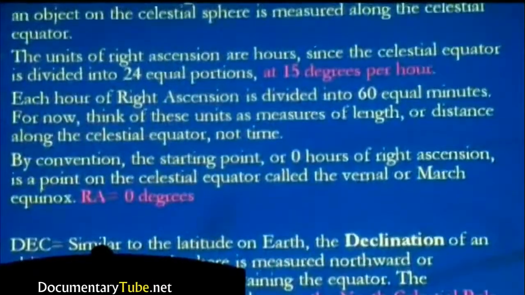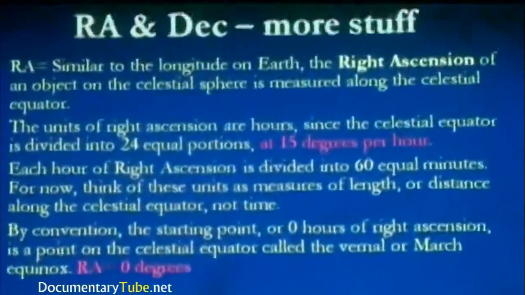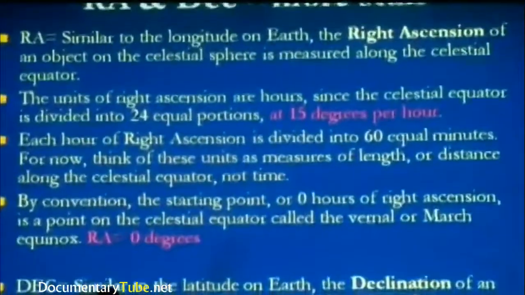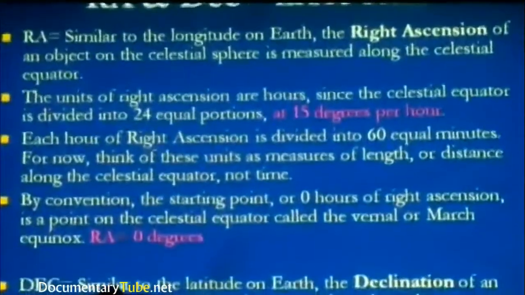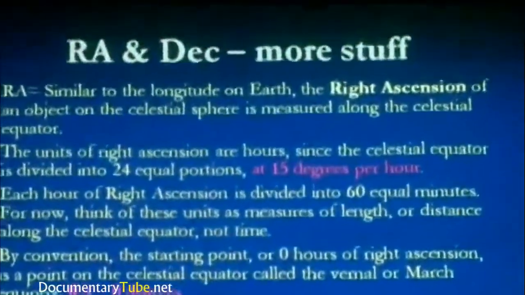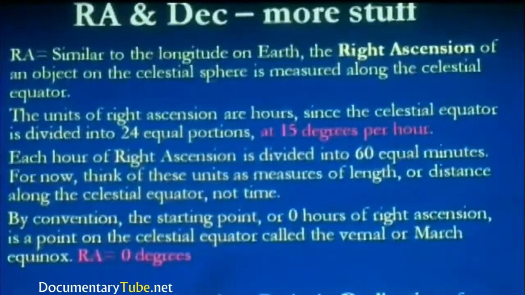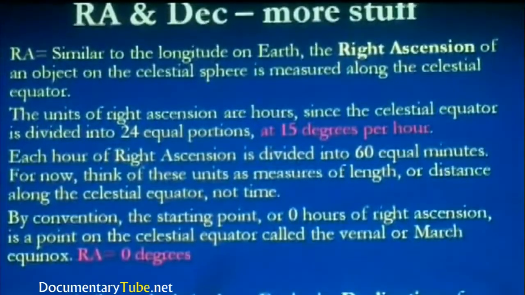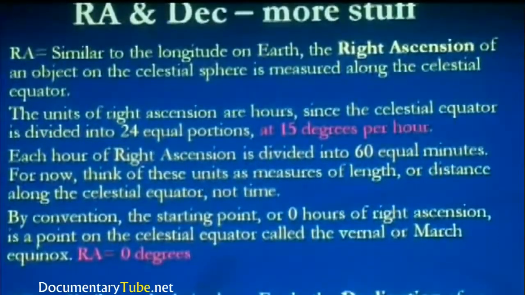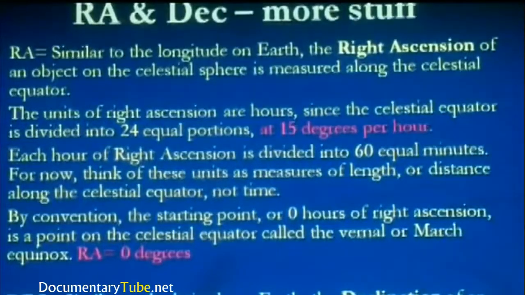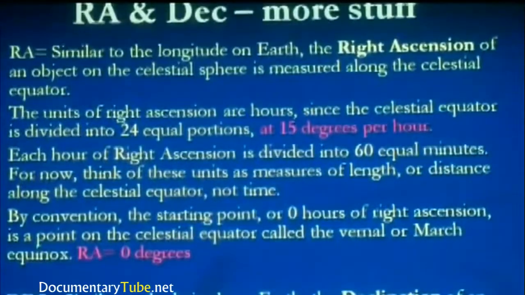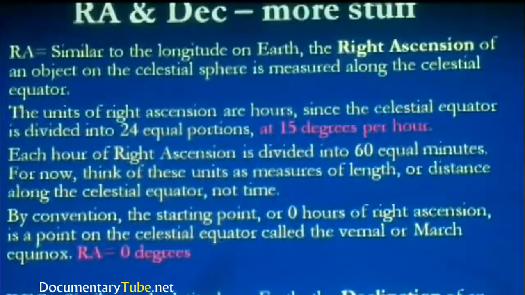Okay, so I know this sounds a little bit confusing, but we're going to make it very simple. Right ascension is similar to the longitude on the Earth. The right ascension of an object on the celestial sphere is measured along the celestial equator. So think about longitude. Longitude lines run north and south on the Earth. If you were to look at the sky and divide it up, right ascension is going to be those pie slices of the sky that line up with longitude.